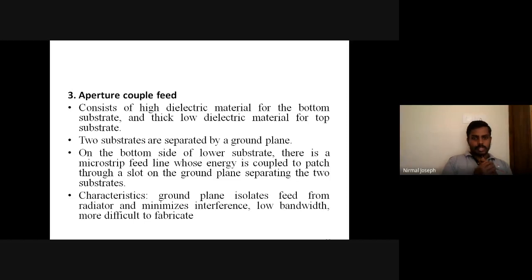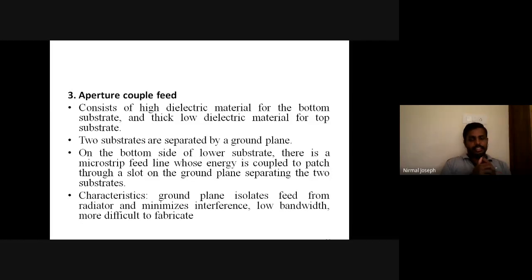On the bottom side of the lower substrate, meaning the high dielectric material, there is a microstrip feed line whose energy is coupled to the patch through a slot on the ground plane separating the two substrates. The ground plane lies between these two substrates. So we will make a slot in the ground plane, and through that, this feed line, which lies on the bottom side of the lower substrate, is coupled to the patch.